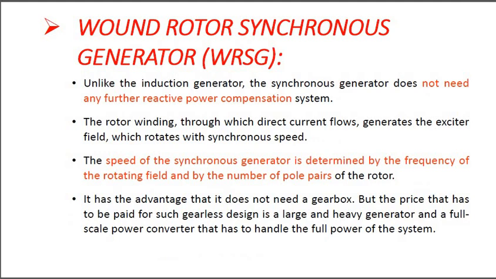Now, unlike the induction generator, the synchronous generator does not need any further reactive power compensation system because it is operated at synchronous speed. The rotor winding through which direct current flows generates the exciter field which rotates at synchronous speed. The speed of the synchronous generator is determined by the frequency of the rotating field and by the number of pole pairs of the rotor. And the equation is Ns is equal to 120 f by p.